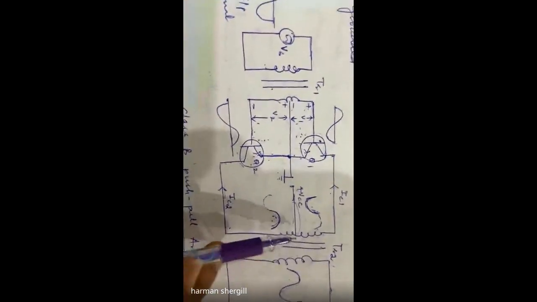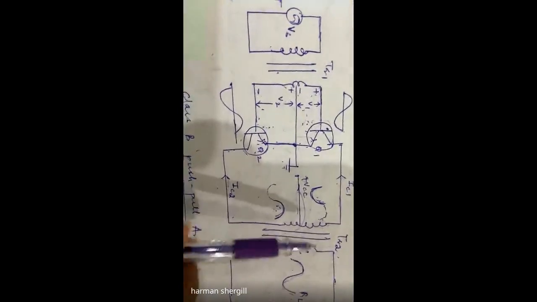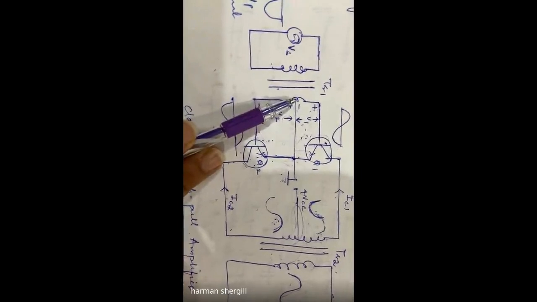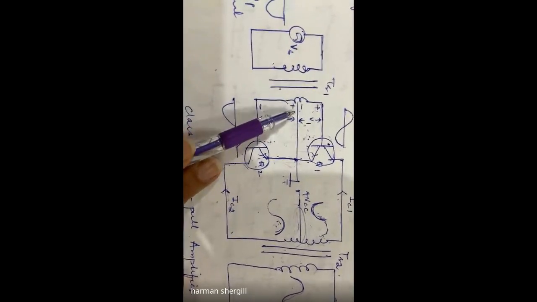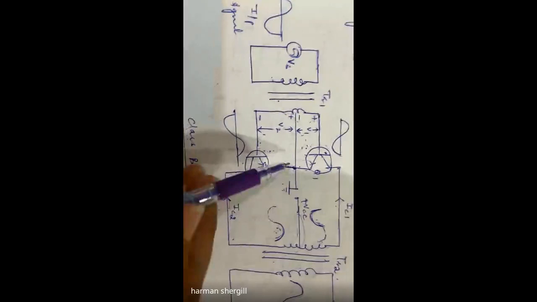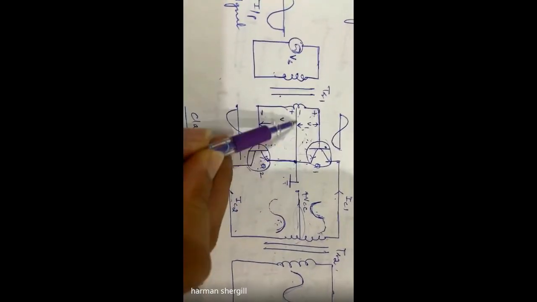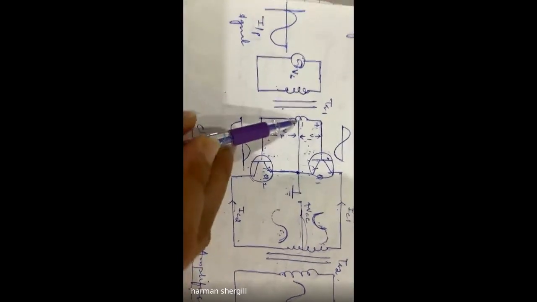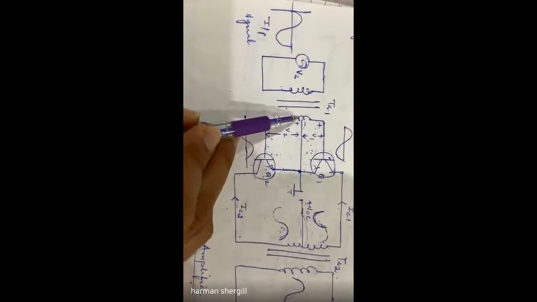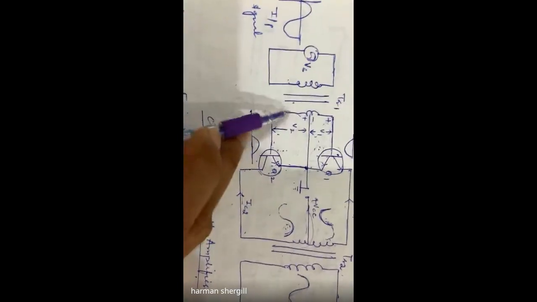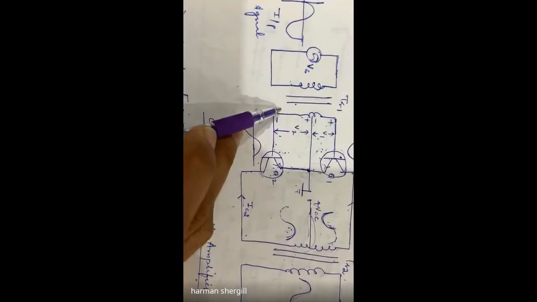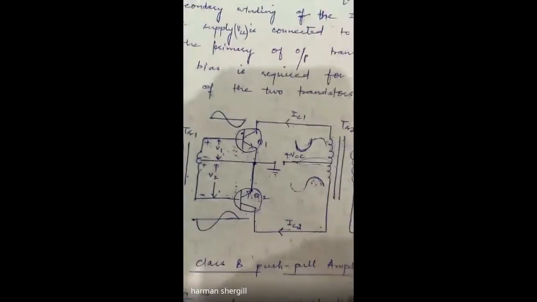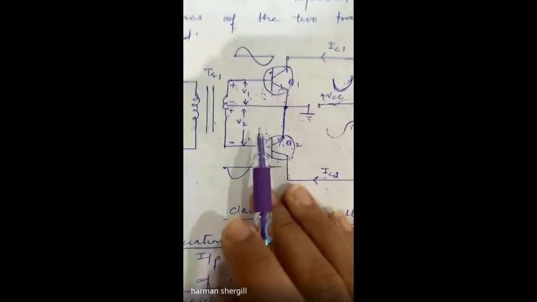The emitter terminals of the transistors are connected to the center tap of the secondary winding of the input transformer. This is the emitter terminal, and it is further connected to the center tap of the secondary winding of the input transformer. The transformer that we have used is a center-tap transformer.